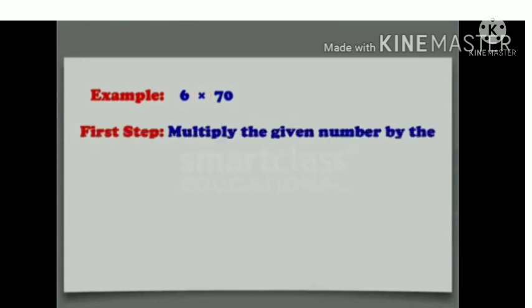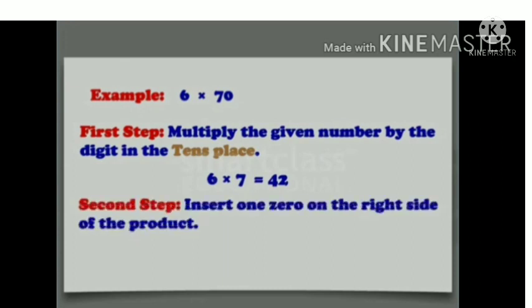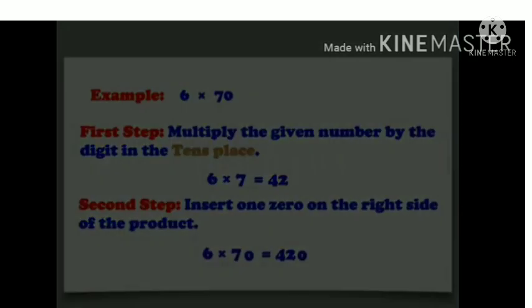Let us multiply 6 by 70. Our first step will be to multiply the given number by the digit in the tens place. On multiplying 6 by 7, we get 42. Now the next step will be to insert 1 zero on the right side of the product. So, 6 multiplied by 70 is equal to 420.